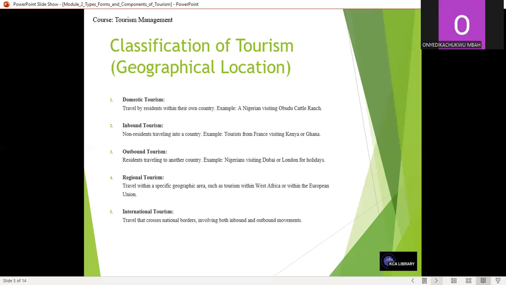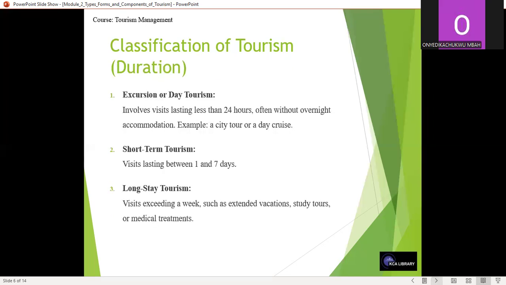And then we have regional tourism, travel within a specific geographical area, such as tourism within West Africa or within the European Union. And then we have international tourism. This is travel that crosses national borders, involving both inbound and outbound movements.